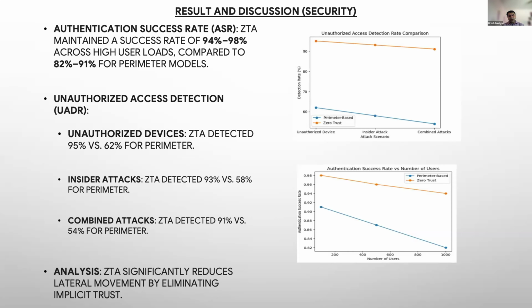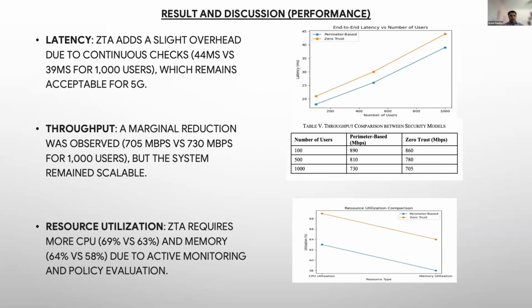The analysis that we came out with was that ZTA significantly reduced lateral movement by eliminating implicit trust. The second is the performance. Latency increased a little bit for ZTA, 44 milliseconds versus 39. Throughput reduced from 730 to 705 Mbps, and resource utilization increased to 69% versus 63%.